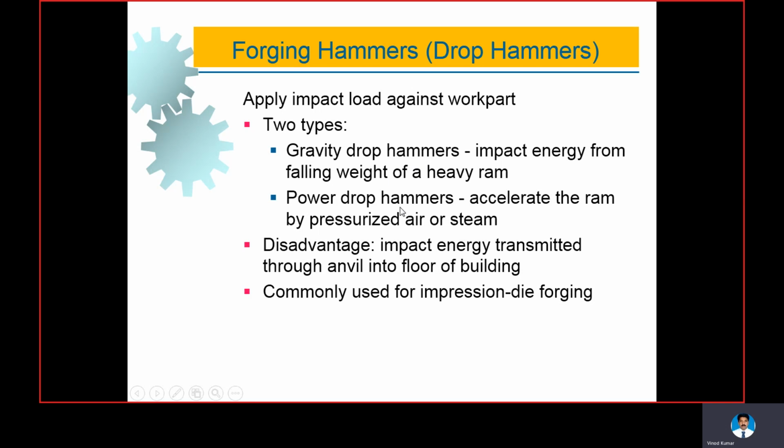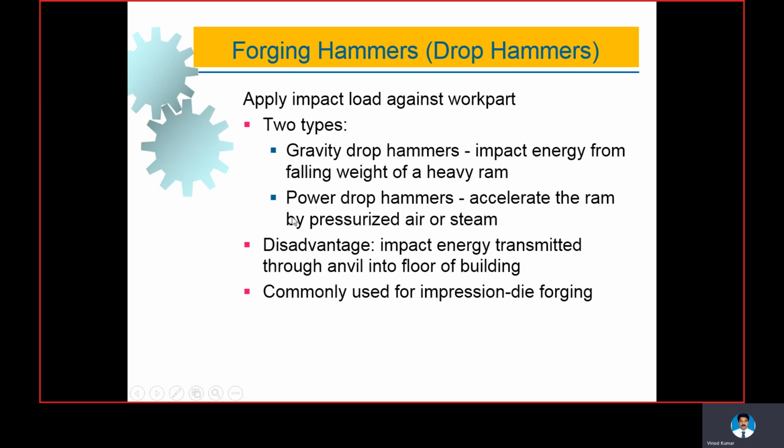The second category is power drop hammers. We accelerate the ram with the help of pressurized air or steam. By using pneumatic control or a steam assisted system, we accelerate the ram, apply the compressive stress, and deform the material.